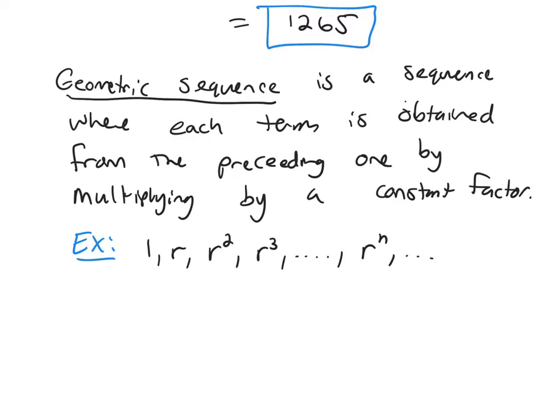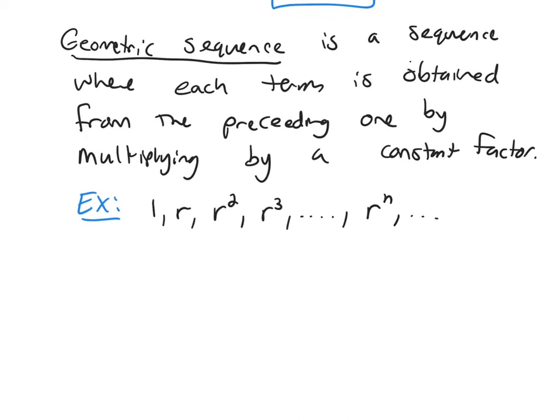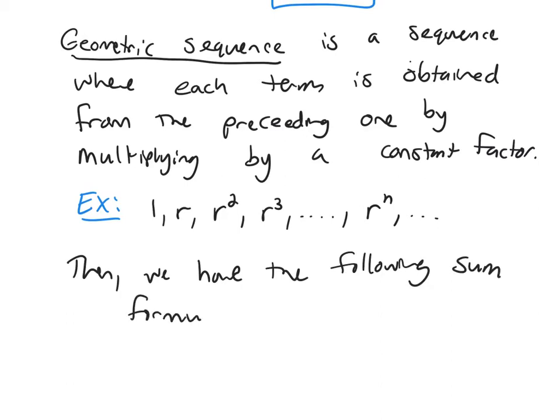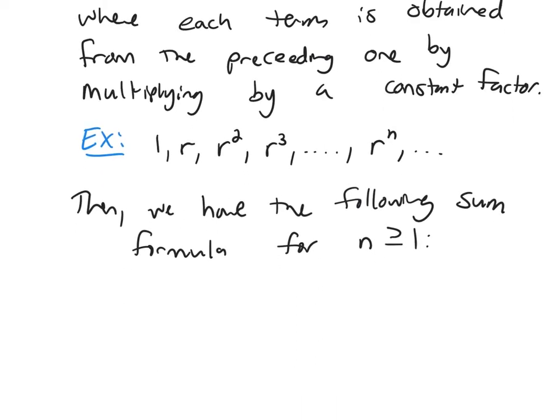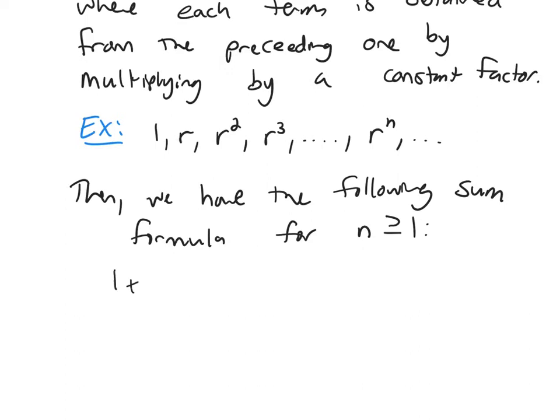So then what I can do is take this sequence and add some of the terms together to get a nice summation formula. So then we have the following sum formula for n greater than or equal to 1. If I add 1 plus r plus r squared all the way up to r to the n, it's equal to r to the n plus 1 minus 1 over r minus 1.